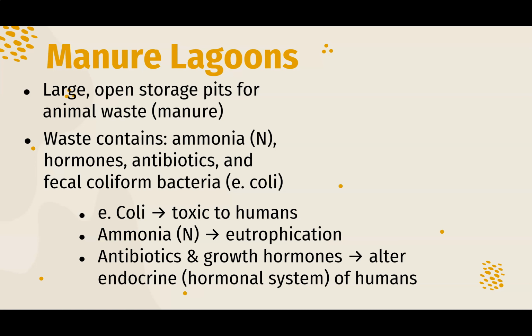Now, the manure contains ammonia, which has this N in it, which we learned all about. Eutrophication is coming up. The hormones that they were injected with are going to leave through their feces. The antibiotics are going to leave through their feces. And this bad bacteria called E. coli. Well, there's a version of E. coli. There's lots of E. coli. The E is the genus. Some E. coli are beneficial, some are not. But the ones that are bad can make people or other animals very, very sick. So the E. coli is toxic to humans.